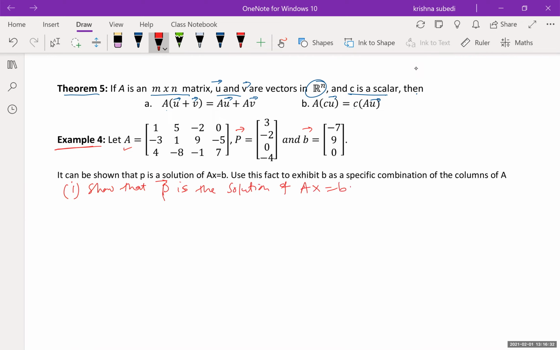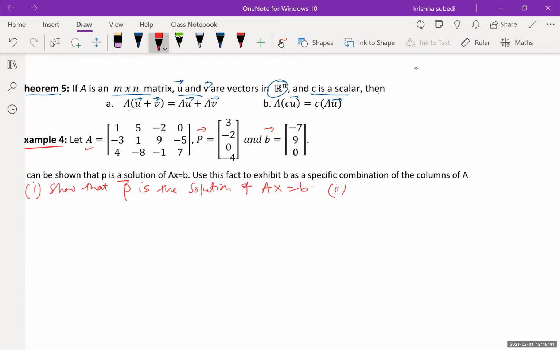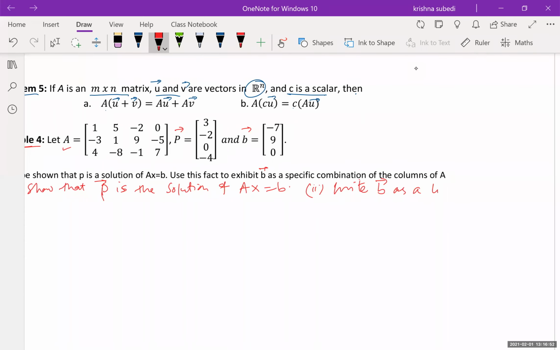That's one question. That's one part. And the second part is: write B, vector B, as a linear combination of the columns of A. All right, these two questions.